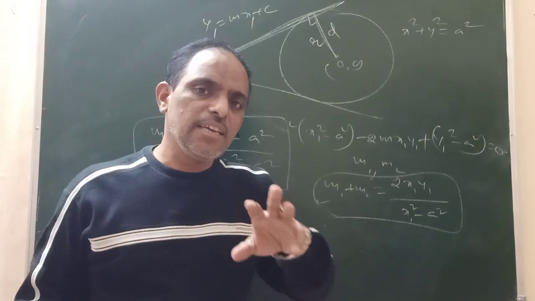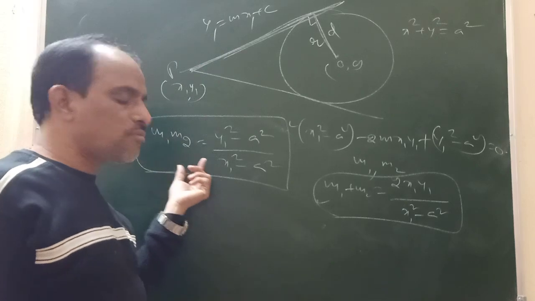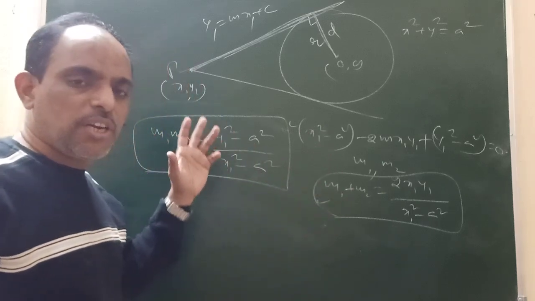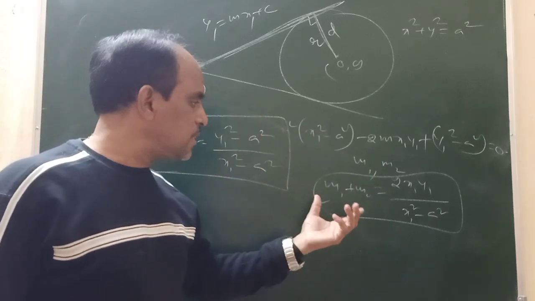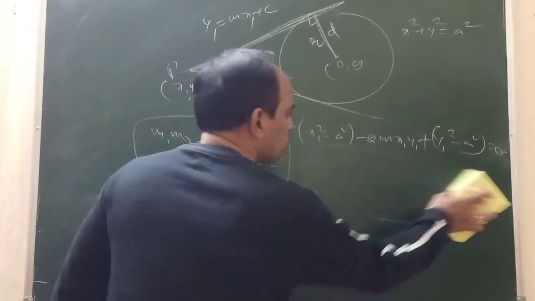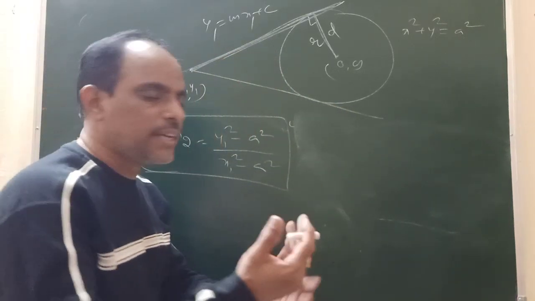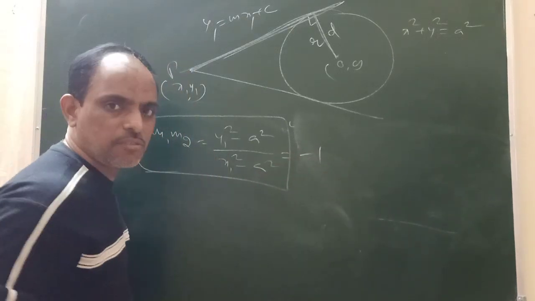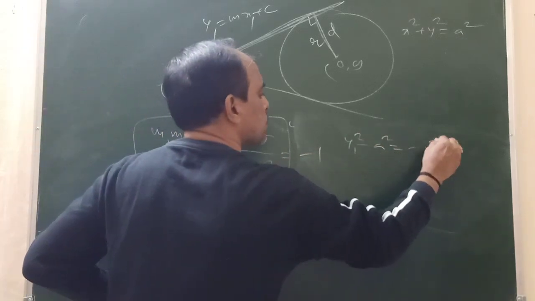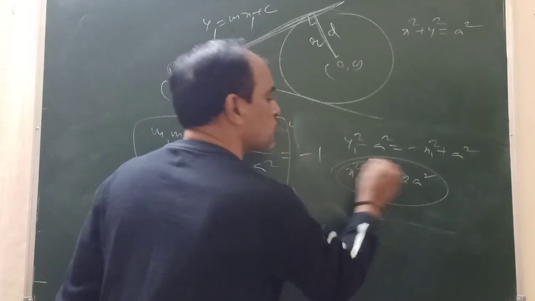So without finding the equations of tangents, we can find the sum of the slopes of these two tangents and the product of the slopes of these two tangents. These are the two important formulae we have to remember. From an external point we can draw two tangents, and for the two tangents we have two slopes. And from this we can find one important concept: if the tangents are perpendicular, then what happens? Tangents are perpendicular means the product of slopes is equal to minus 1. So y1 square minus a square is equal to minus x1 square plus a square. Now x1 square plus y1 square is equal to 2a square.